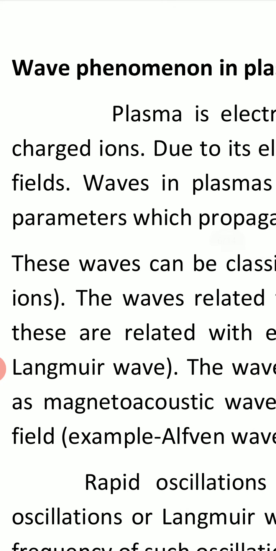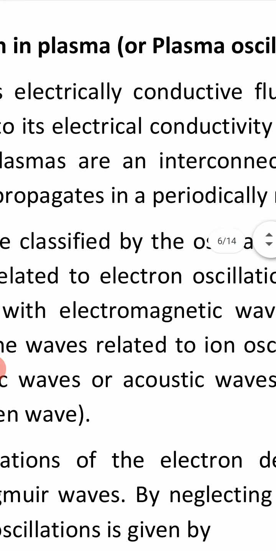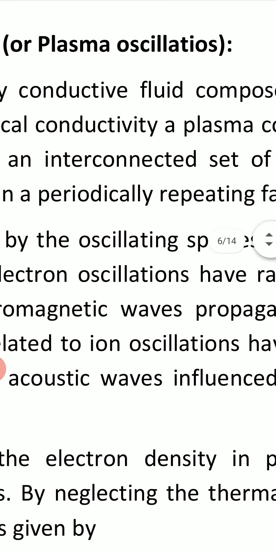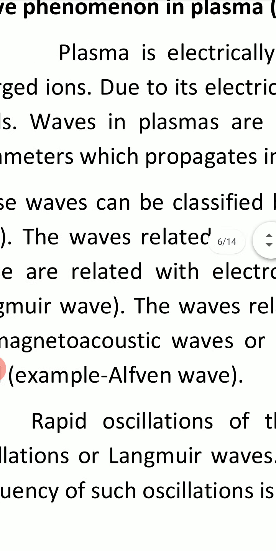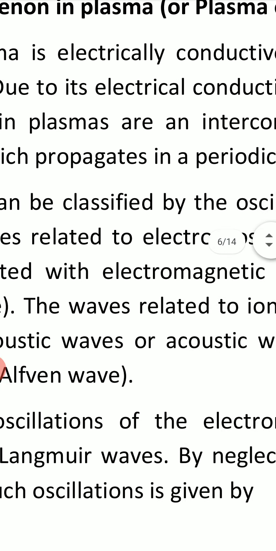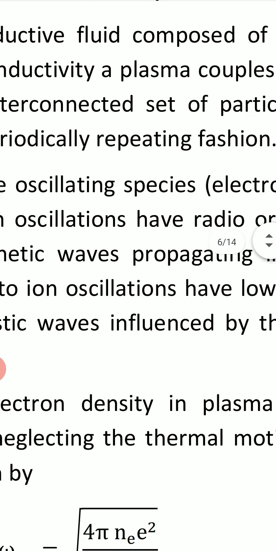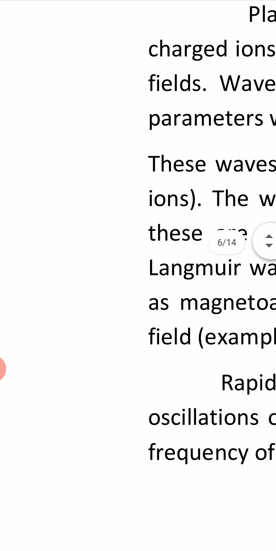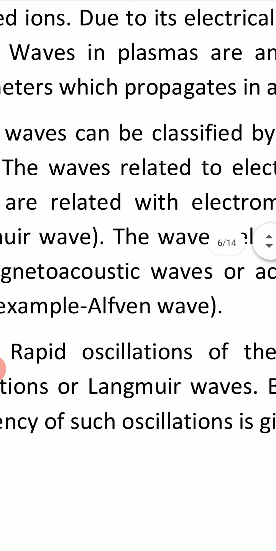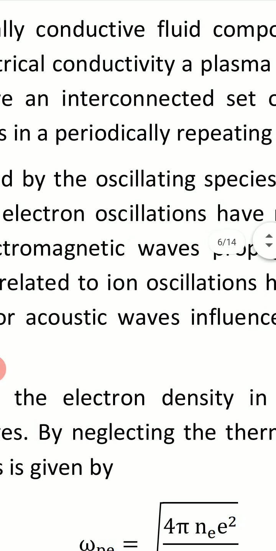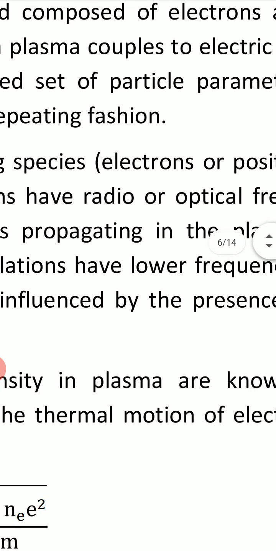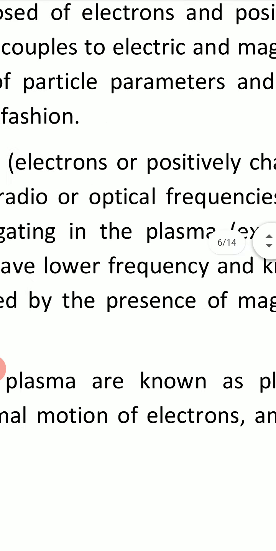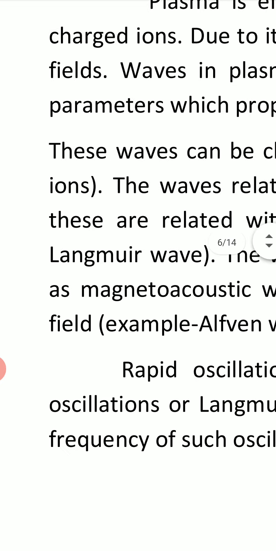Now we consider the wave phenomena in plasma, or plasma oscillations. Plasma is an electrically conductive fluid composed of electrons and positively charged ions. Due to its electrical conductivity, a plasma couples to electric and magnetic fields.